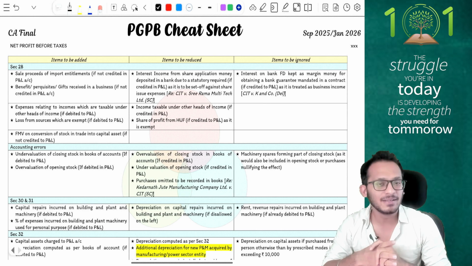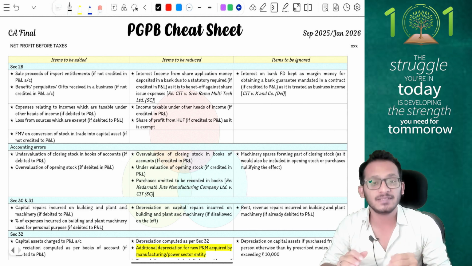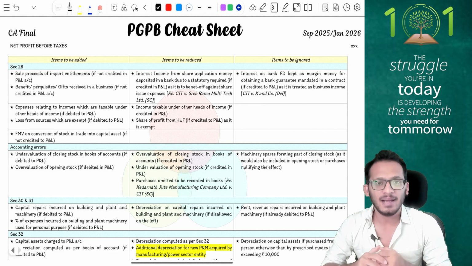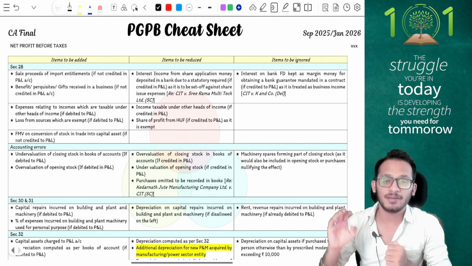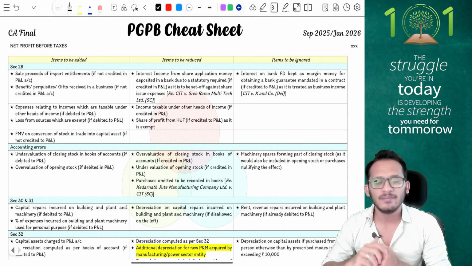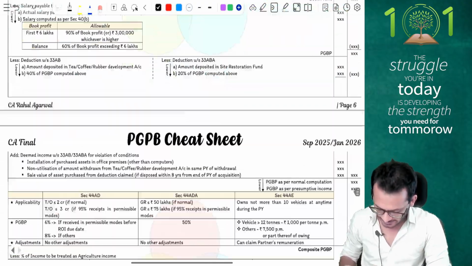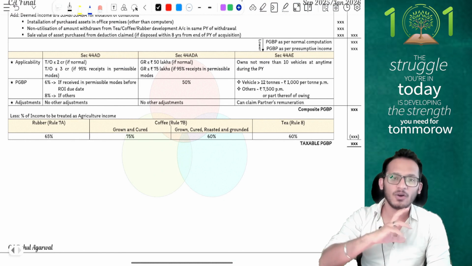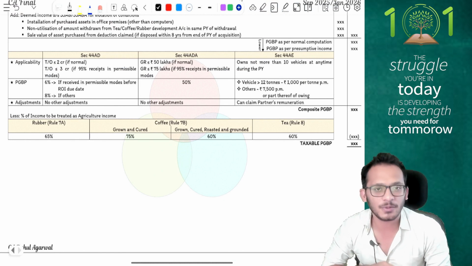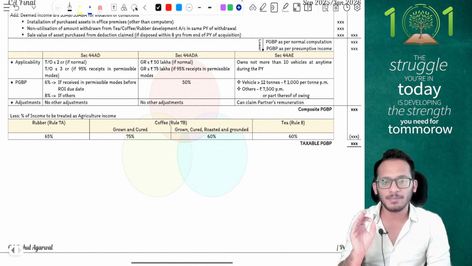Today we are doing something really exciting. We are going to be discussing all the PGBP adjustments which are relevant for your examinations. I have created a cheat sheet for all of you, where in just about 7 pages, you will have covered all the adjustments of your PGBP computation and you will be able to get the right answer for the PGBP taxation.